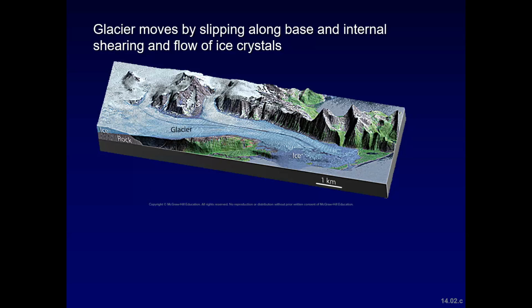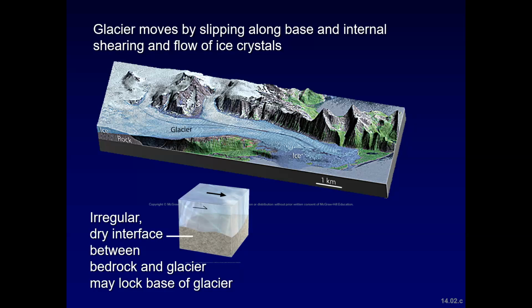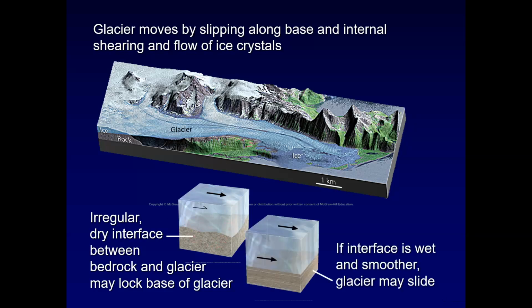If, say, the interface of the glacier and the bedrock is smoother, the glacier may be able to slide over the bedrock faster. So an irregular, dry interface between the bedrock and the glacier might lock it in due to friction. If you add water, if you have smoother bedrock, that glacier is going to surge or slide forward.